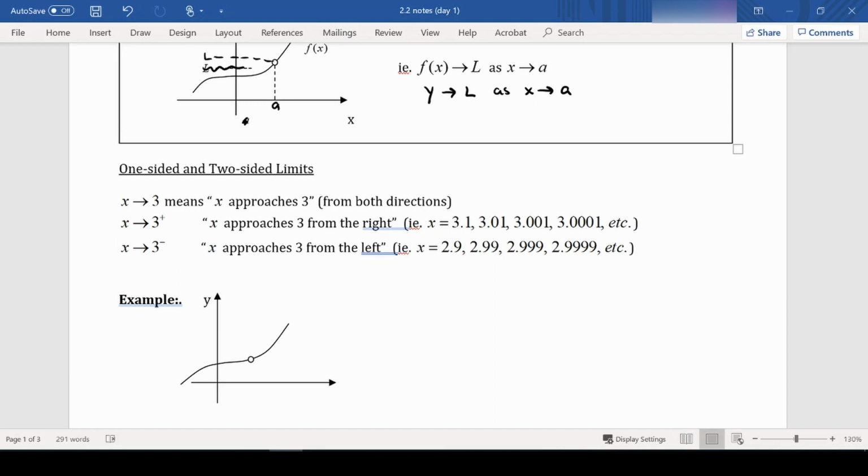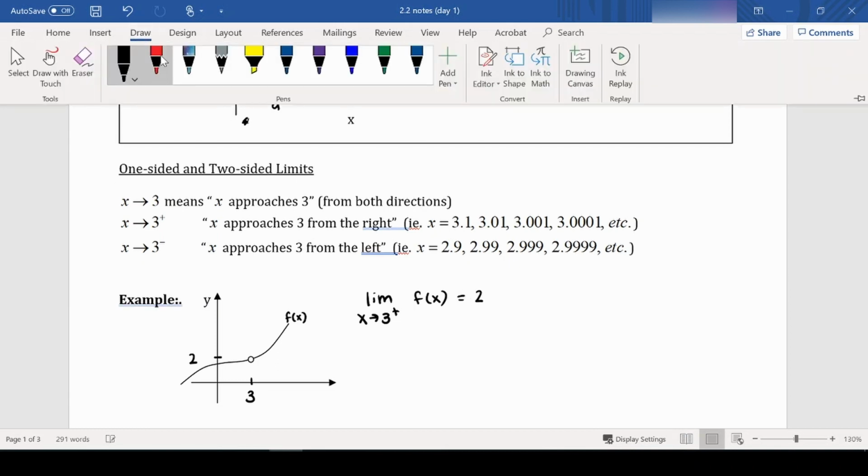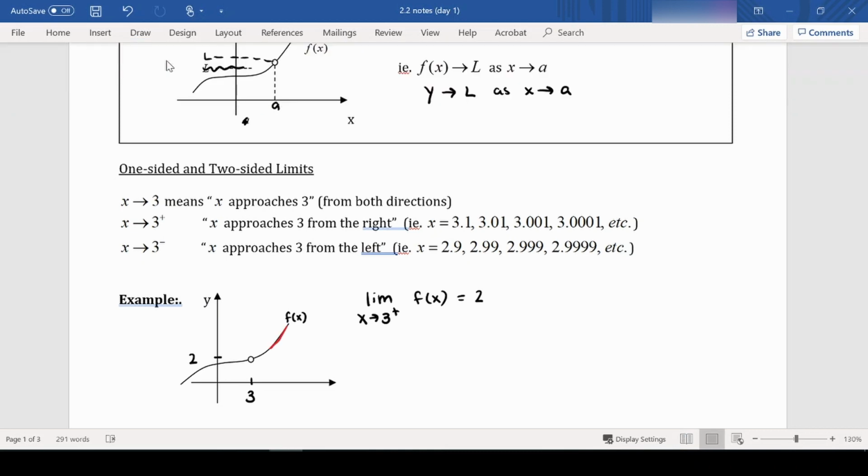Okay. So for example, this picture here, if this was 3, let's say this is some value 2, what we would say is the limit as x approaches 3 from the right of f of x, we'll call this curve f of x, is equal to 2 because as I travel down this curve from the right-hand side, slightly larger values than 3, like 3.1, 3.01, etc., our y value would get closer and closer to 2.